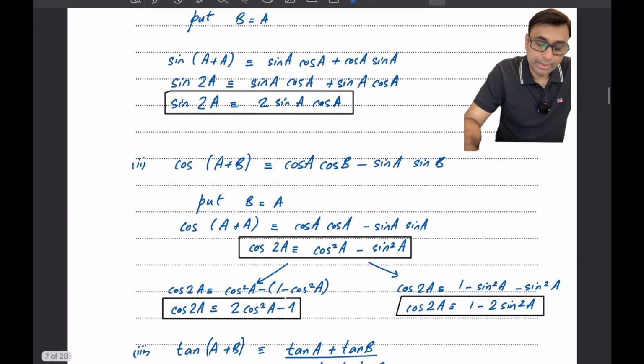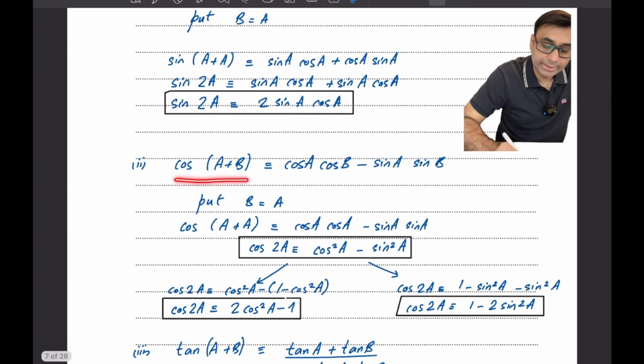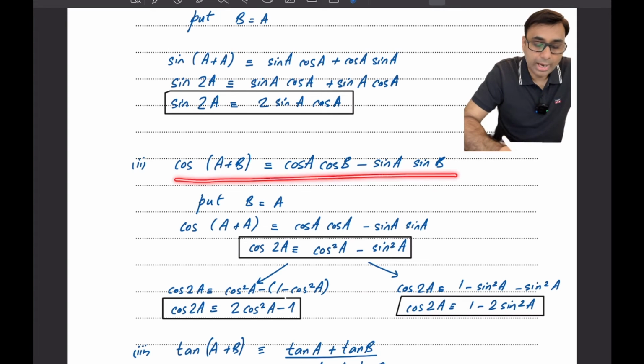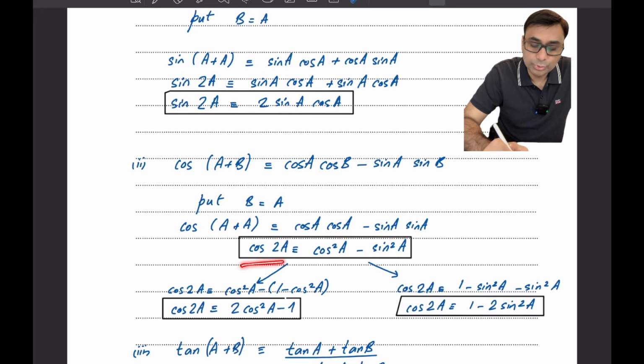Similarly, you can get a double angle formula for cos as well by again using that very formula that you have as a compound angle formula and replacing b by a. So this becomes cos of a plus a, cos a cos a, and sine a sine a. So cos 2a becomes cos square a minus sine square a.